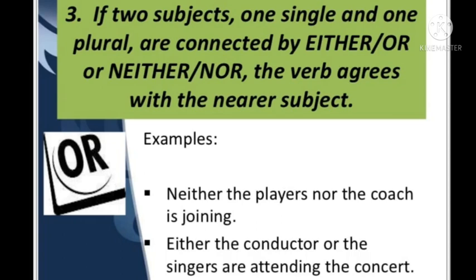Neither the players nor the coach is joining. So you can see two subjects are there, players and the coach. Players is plural and the coach is singular. And the auxiliary verb is going to be closer to coach. So coach is singular, that is why we have given is joining. See the next example. Either the conductor or the singers are attending the concert. Here, conductor is singular, singers is plural. And the verb is closer to singers, that is plural. That is why we have given are.